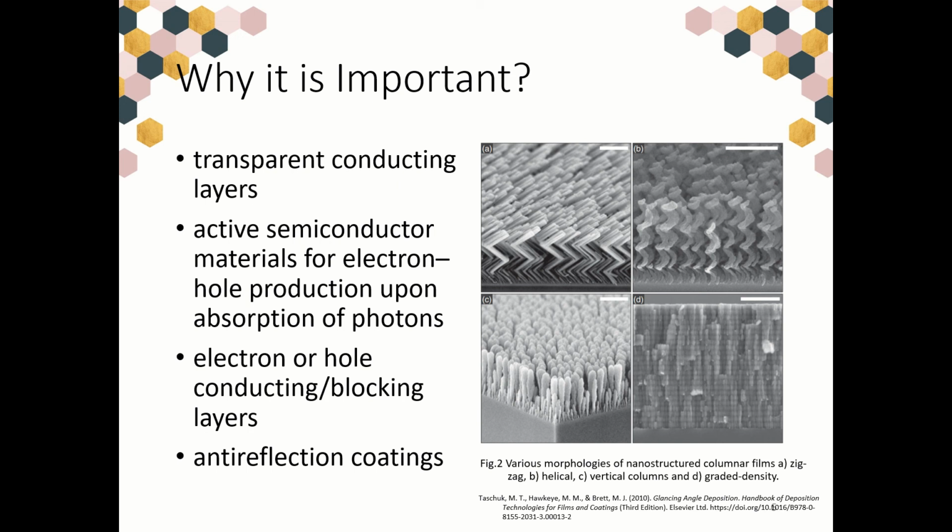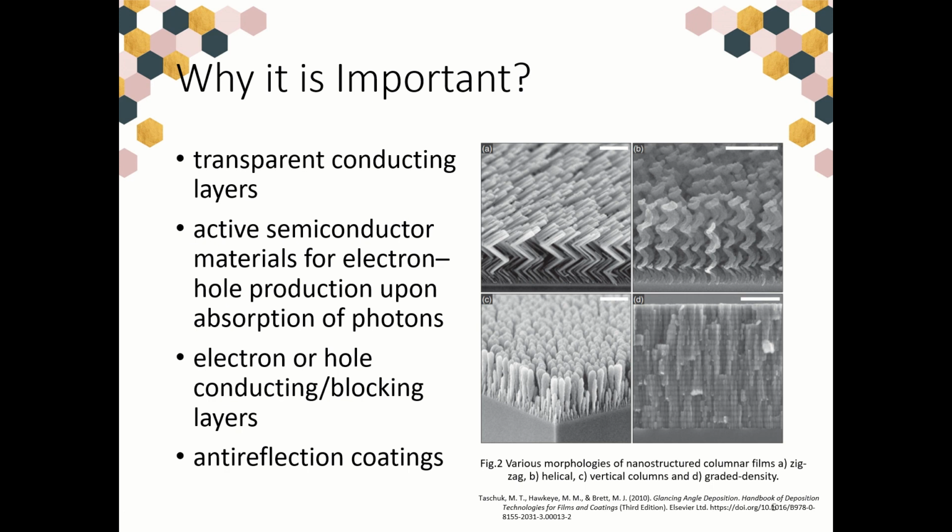Third, vertical columns can be obtained by depositing at high alpha and with fast substrate rotation. The last structure is graded density, which can be grown by periodically modulating alpha between high and low values. Layers with these morphologies can be used as transparent conducting layers.